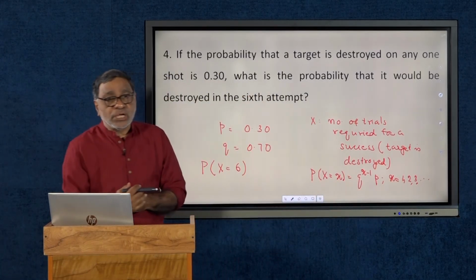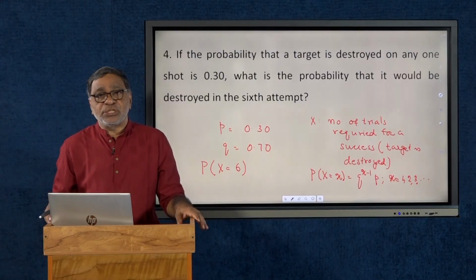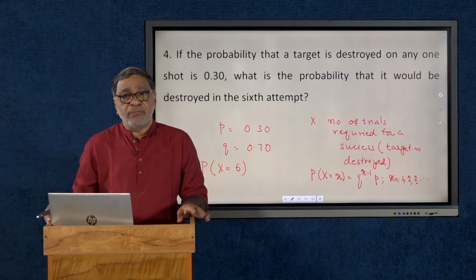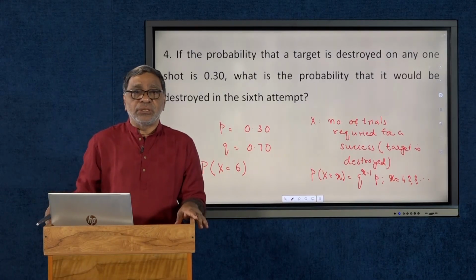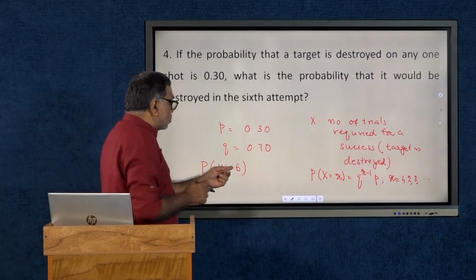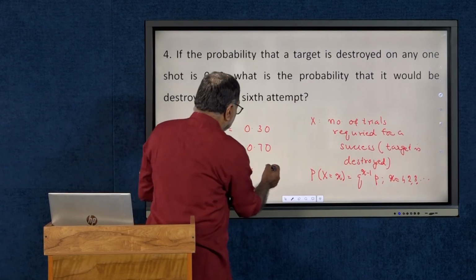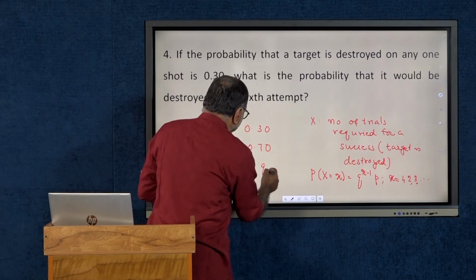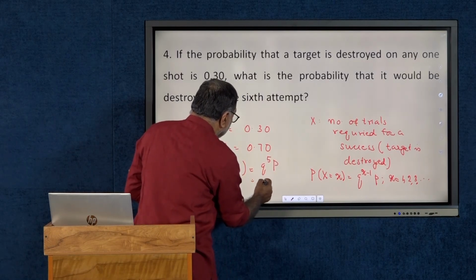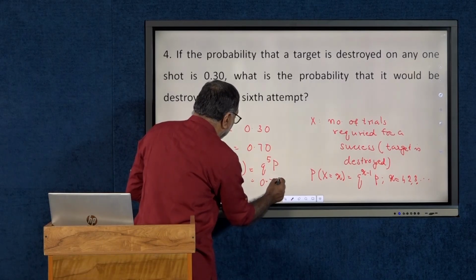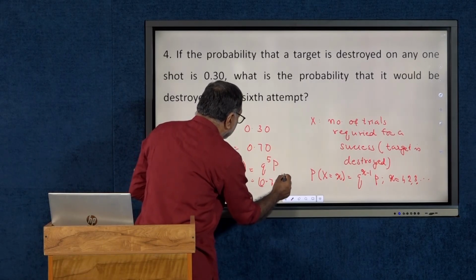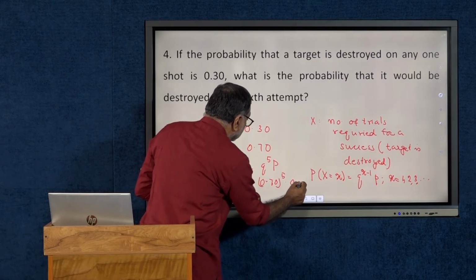So the probability mass function of that particular random variable is q^(x-1) times p, where x is equal to 1, 2, 3, and so on. And the problem now reduces to: what is the probability of X equal to 6? That is q^5 times p, or that is 0.70^5 times 0.30.